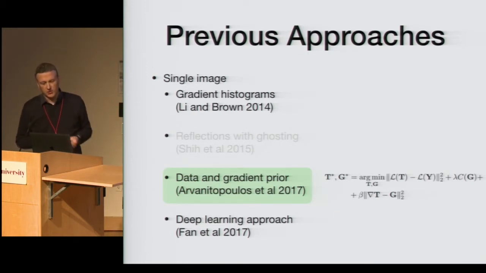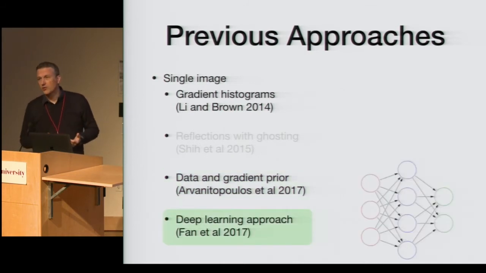So we compare instead to this other method by Arvanitopoulos et al., where a different prior for both the data and the gradients were used, and then solved an optimization scheme. And finally, we compare also to the current state-of-the-art, well, before our work, the state-of-the-art by Fan et al., which uses a deep learning approach.